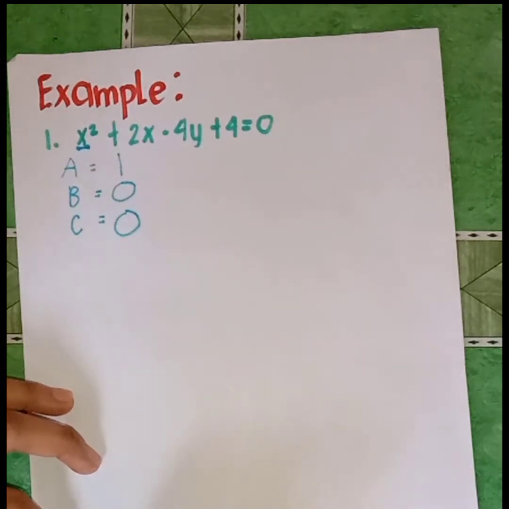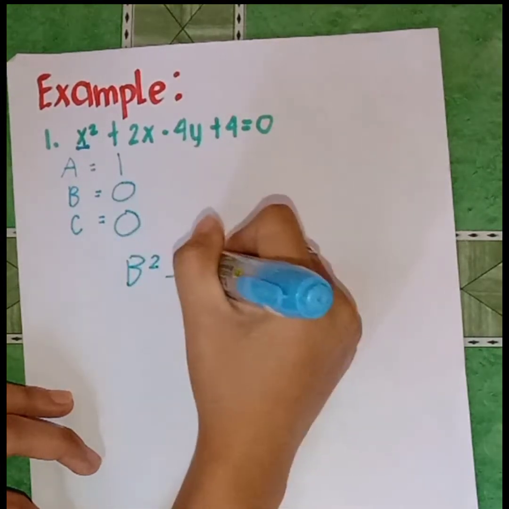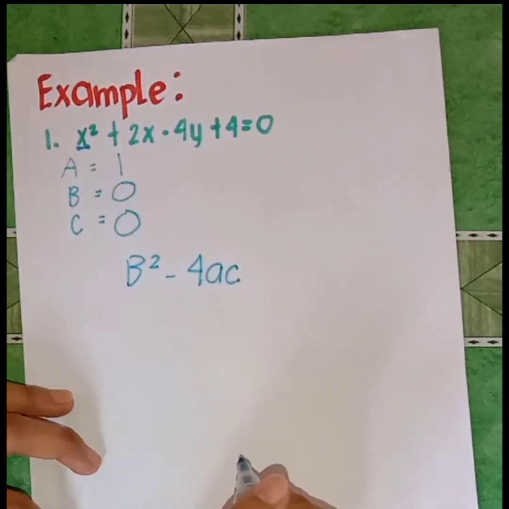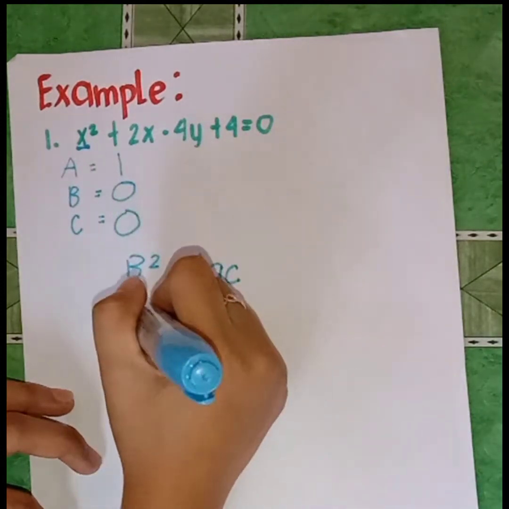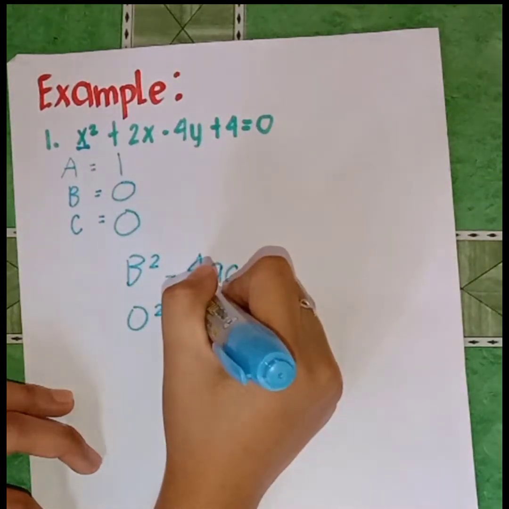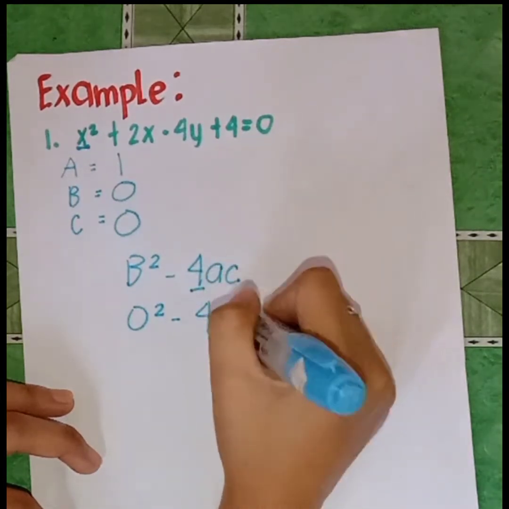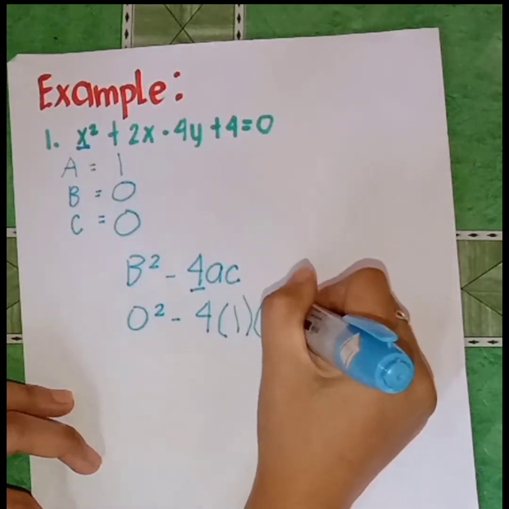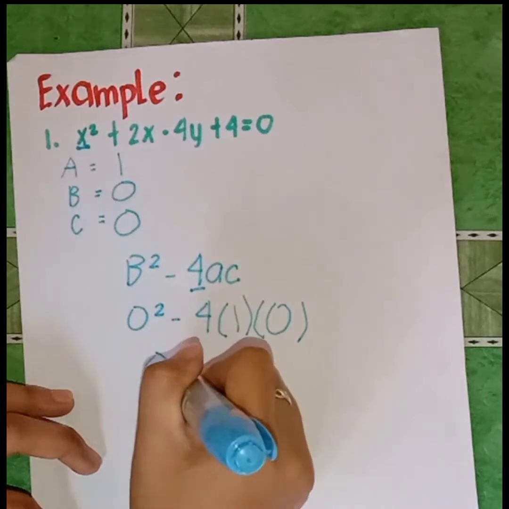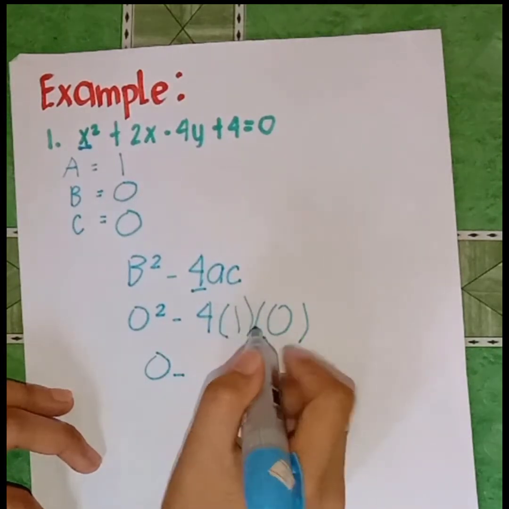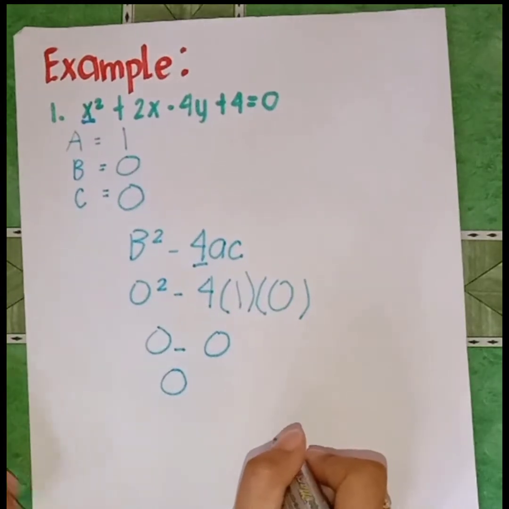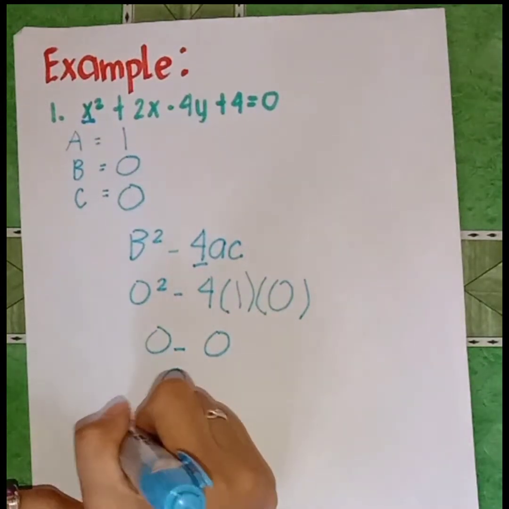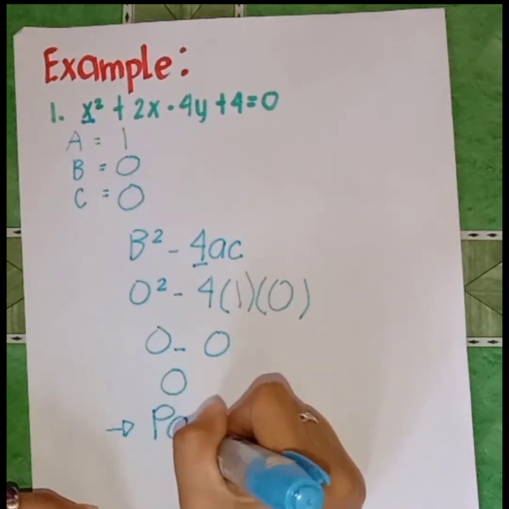So, we will use the discriminant, which is b squared minus 4ac. All we do is distribute each value to the discriminant. So, the value of b is 0. Copy the constant 4. The value of a is 1. And the value of c is 0. So 0 squared is 0. 4 times 1 is 4. 4 times 0 is 0. So 0 minus 0 is 0. So our discriminant is 0. So it is a parabola.